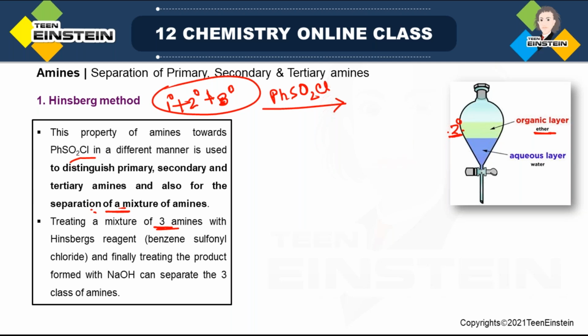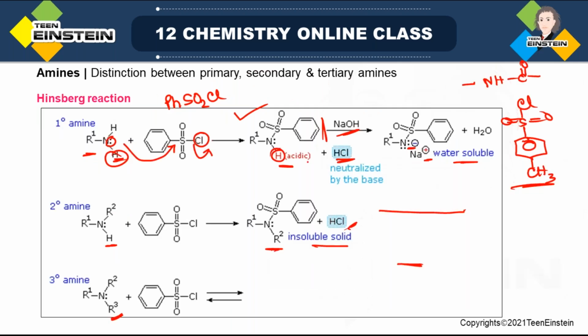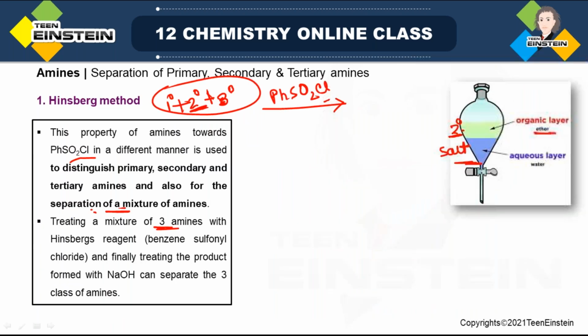I am not saying directly we will have 2° amine. The compound which you are getting by reaction between 2° amine and PhSO2Cl, that will remain in the ether part, and also the unreacted 3°, that will also remain in the ether part, and in the aqueous part you will have the salt. Remember, the product that you get from 1° by treatment of PhSO2Cl, remember this structure. This product we treat with NaOH, so now it is a salt which is water soluble. So it will remain in the water layer.